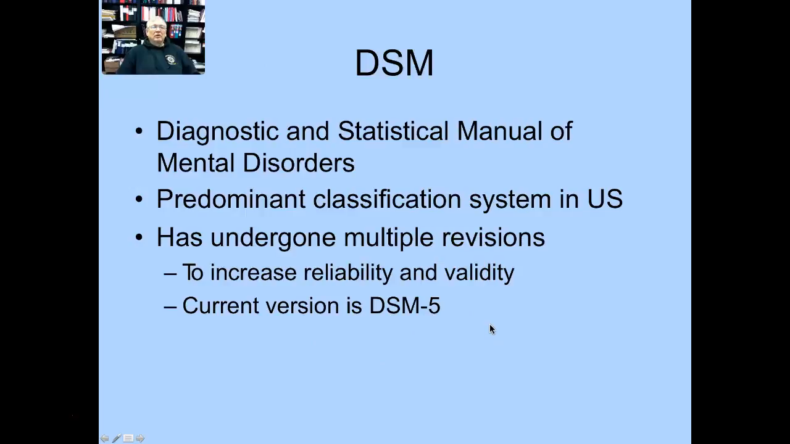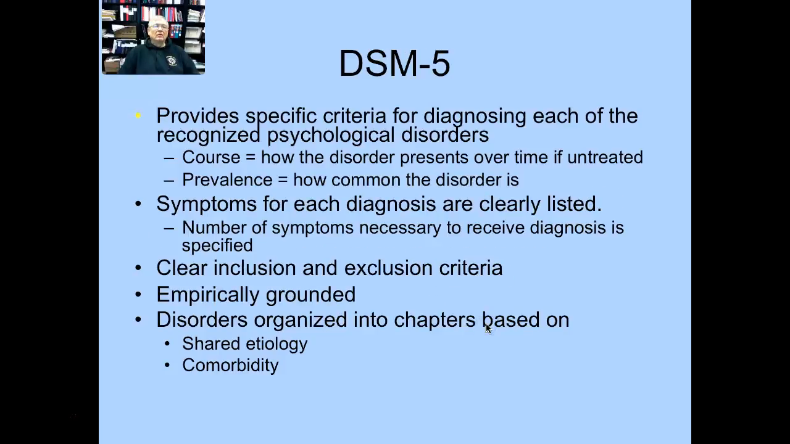So the DSM again stands for Diagnostic and Statistical Manual of Mental Disorders. It is in fact the predominant psychiatric classification system in the United States. It has many versions. It has undergone multiple revisions, and it keeps trying to get better to increase reliability and validity. And the current version is referred to as DSM-5. The DSM-5 provides specific criteria for diagnosing each of the recognized psychological disorders. For example, panic disorder, major depressive disorder, and so forth.